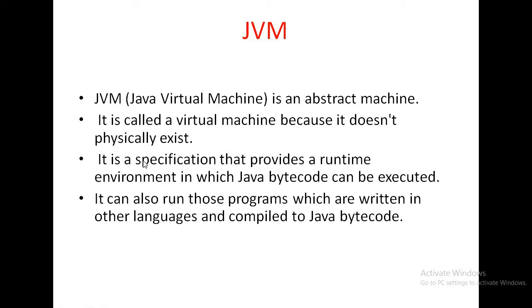JVM is just a specification that provides a runtime environment in which Java bytecode can be executed. So JVM just provides an environment, a runtime environment, and on that runtime environment the bytecode is executed. So what is JVM? The JVM is just a specification which provides a runtime environment where our bytecode gets executed. It can also run programs which are written in other languages and compiled to Java bytecode.